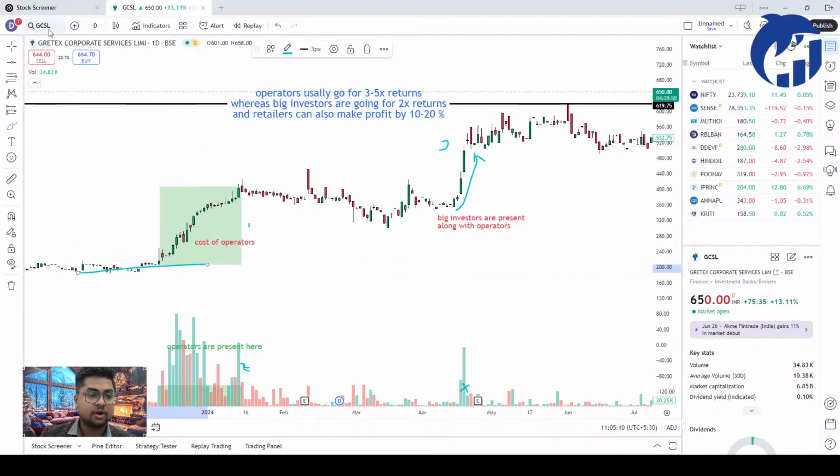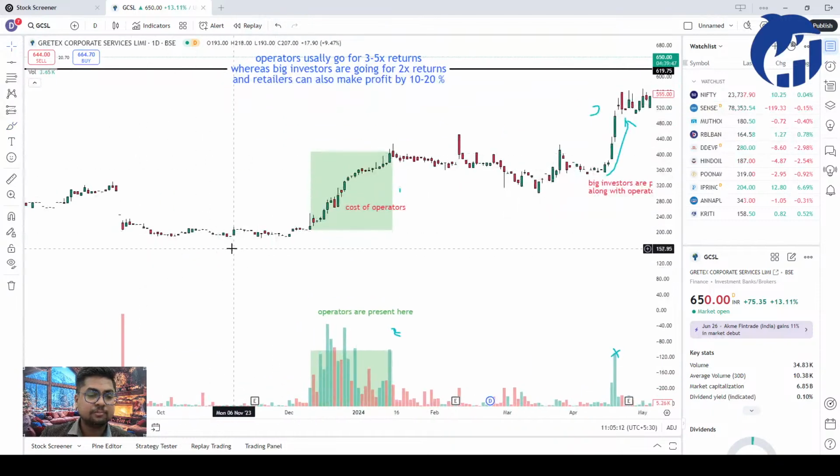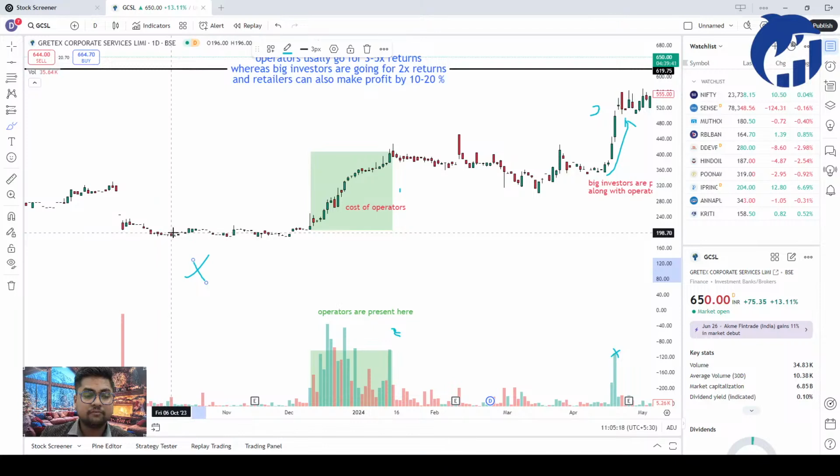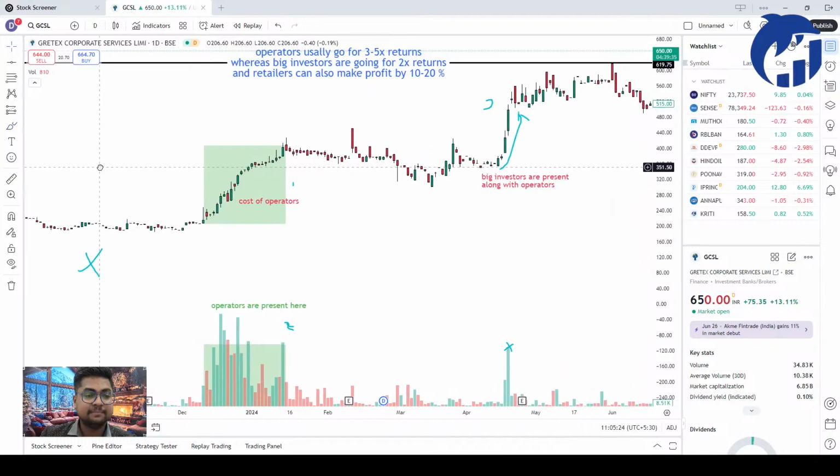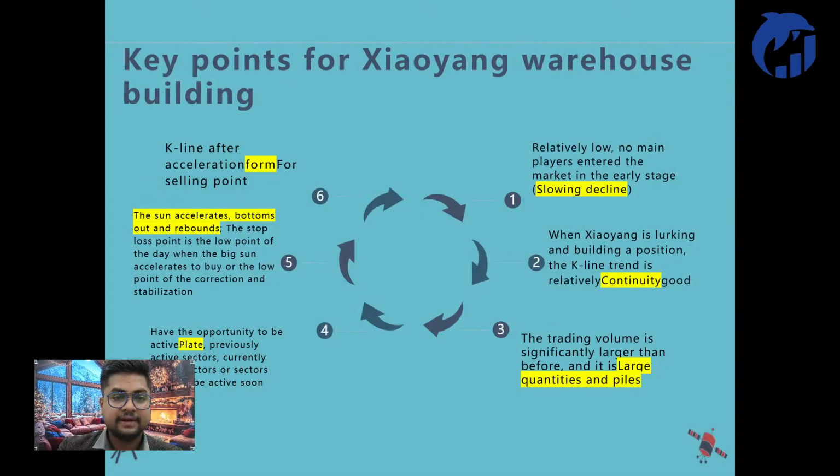When there was no presence of main funds here, the stock was decreasing. But once the main funds started building up their positions, there has been continuity in it. So this is the second method. There has been continuity in the stock, and the volume has also been piled up here. Just have a look, the trading volume is significantly larger than before, in large quantities and piles.